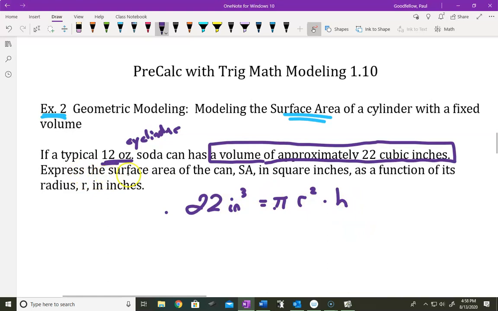Now it says express the surface area of that can. Well, if I'm talking about the surface area in square inches as a function of its radius, we want to find the surface area in relation to its radius. The surface area is pi radius squared, 2 of them, because you've got the bottom and the top, and then you do pi times the diameter, so the circumference of the bottom, times the height.